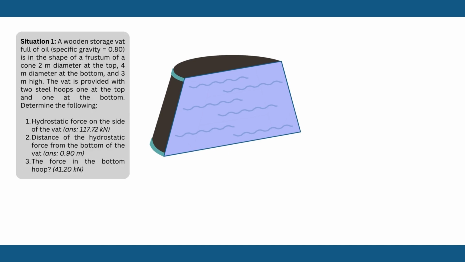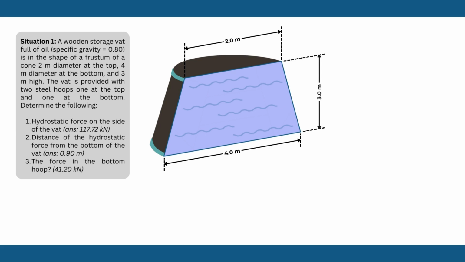For this episode, a wooden storage vat full of oil with a specific gravity of 0.8, in the shape of a frustum of a cone, 2 meters diameter at the top, 4 meters diameter at the bottom, and 3 meters high. The vat is provided with two steel hoops, one at the top and one at the bottom. Given that, we are to determine the following: the hydrostatic force on the side of the vat, the distance of the hydrostatic force from the bottom of the vat, and the force in the bottom hoop.